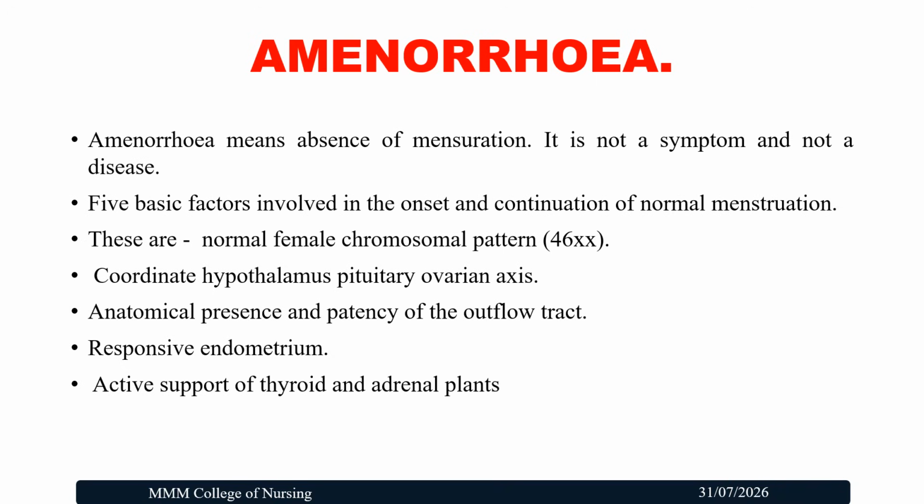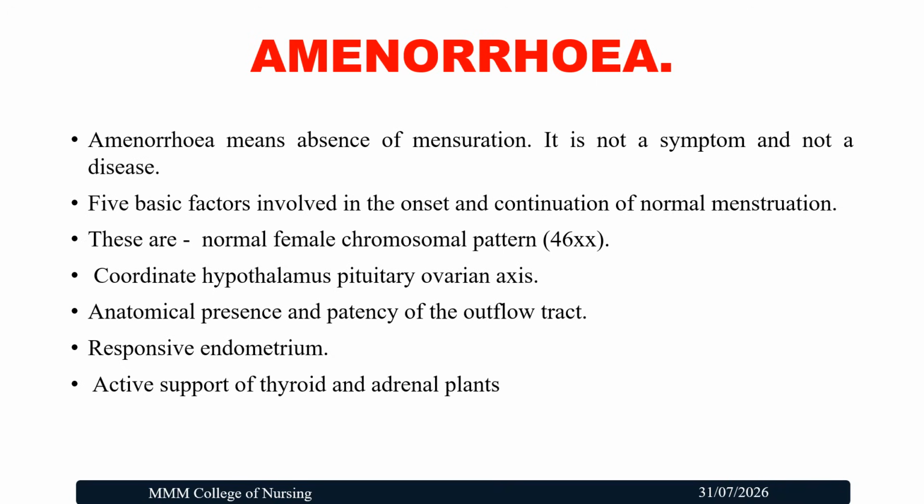First is amenorrhea. Amenorrhea means the absence of menstruation, and it is not a disease in itself but a symptom. Amenorrhea occurs mainly due to five basic factors, which are involved in the onset and continuation of normal menstruation.